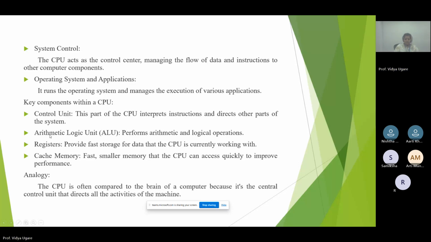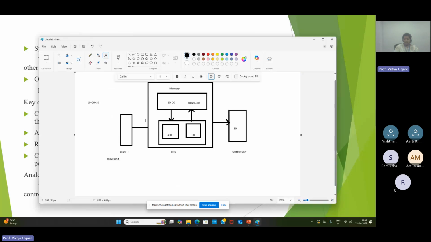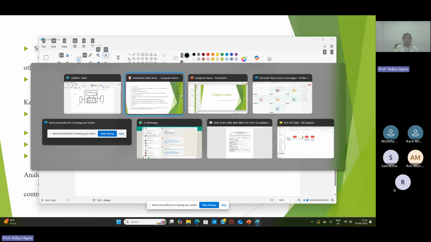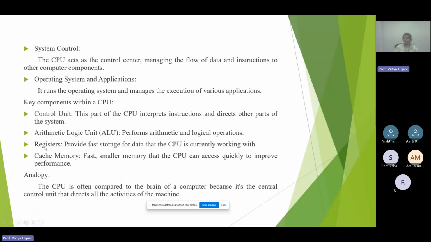Now see, in this diagram, what I have told you is that memory is part of the CPU. See, this entire thing is a CPU. In the CPU you have the ALU, you have the CU, plus you have the memory unit. So what is that memory? Is it a RAM slot or is it a hard disk? No, it is none of them. What is it? It is registers and cache memory.